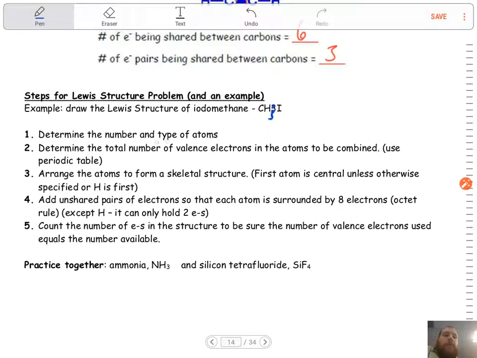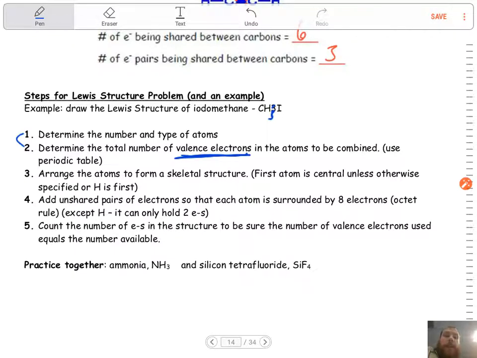Step 1, determine the number and types of atoms. Really, steps 1 and 2 I do together. What I mean by that is how many carbons do you have, how many hydrogens, how many iodines. That's the number of atoms. And the total number of valence electrons is really the first thing we want to do. In all the examples I show you, I'm going to write out the total number of electrons.